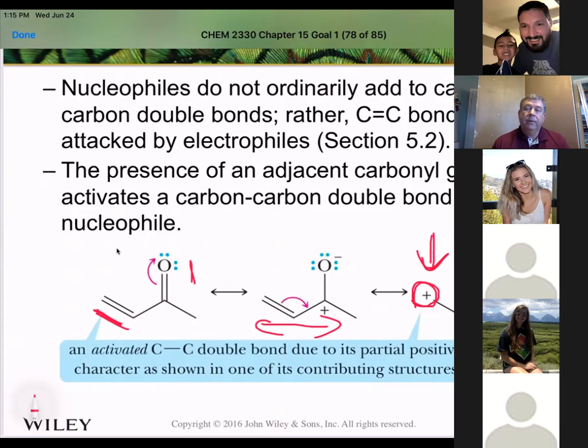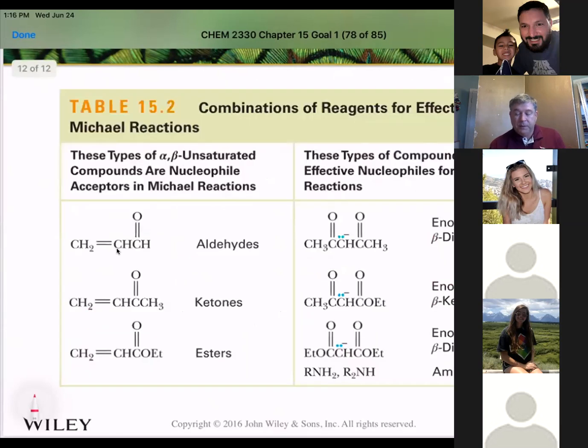And so we're going to be doing several things. We're going to be doing Claisens, aldols, and the Michael addition. But they all start with the formation of that enolate ion.